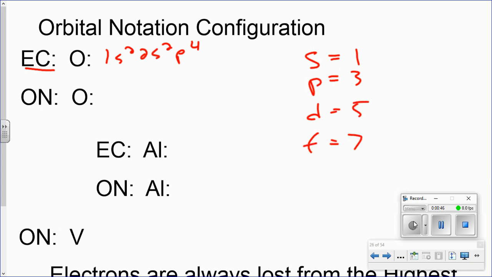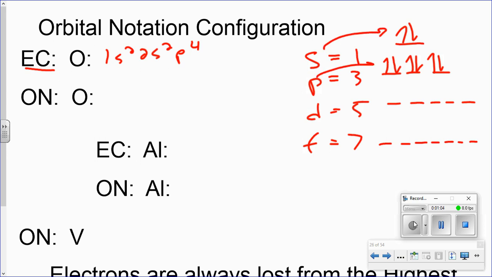We're going to draw them like this, with horizontal dashes. Where there are 2 electrons, we draw them as half arrows. You can draw them any way you want. We draw them as half arrows, like that. Notice s can hold a maximum of 2, just like we did before: p6, d10, f14.